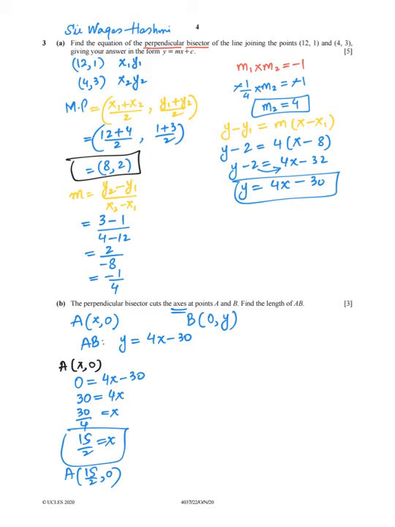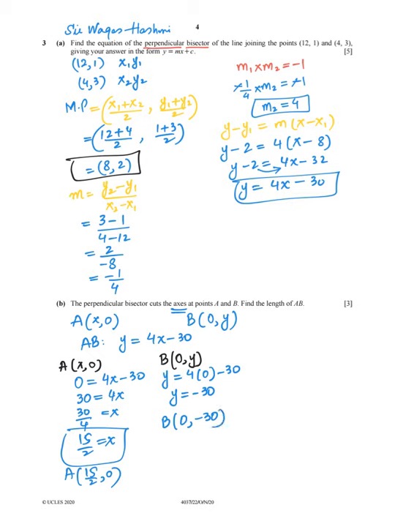Similarly for B, I will do the same. So the coordinates of B are (0, y), that means we need to place x equals 0. The line is y equals 4x minus 30, so with x as 0, y equals minus 30, and the coordinates of B are (0, minus 30).